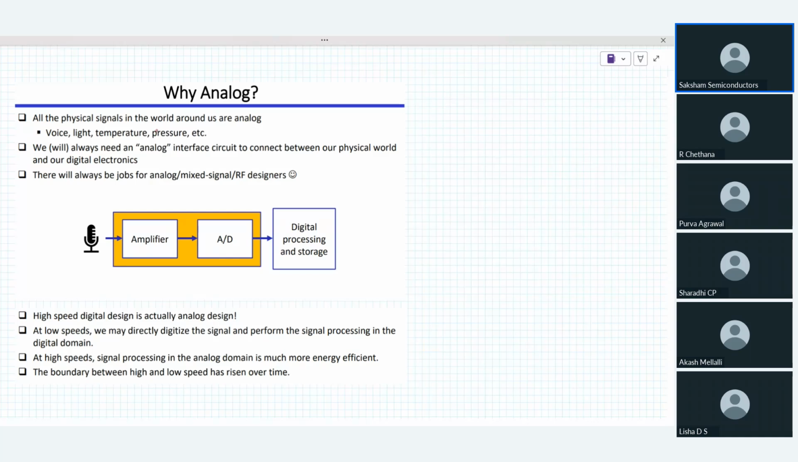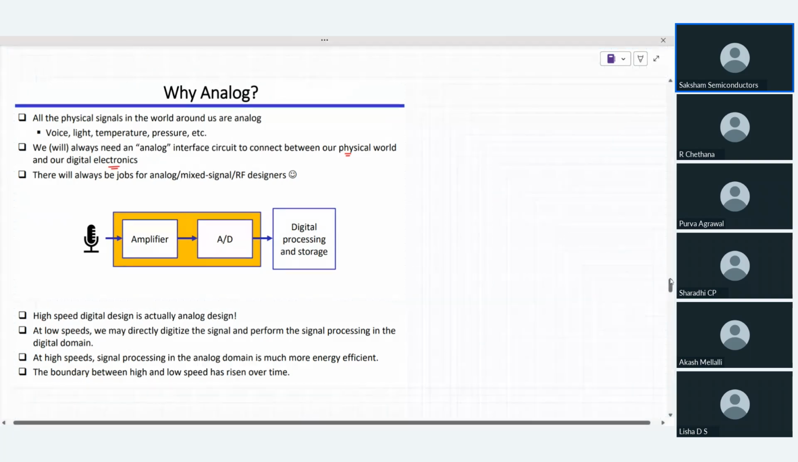And we always need an analog interface circuitry to connect between our physical world and our digital electronics, right? And that's how these digital components are becoming most prevalent nowadays. Even whatever components are being used as digital, down the lane it will always be analog signaling only. So this is the reason why we go for analog.